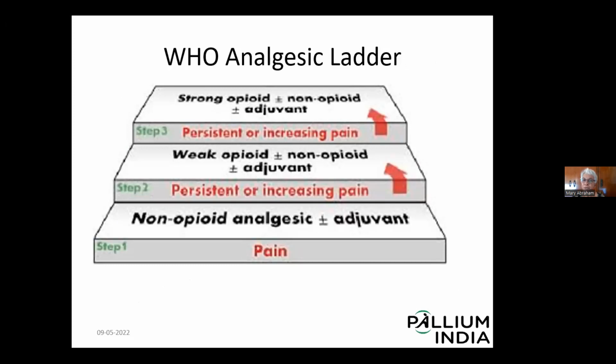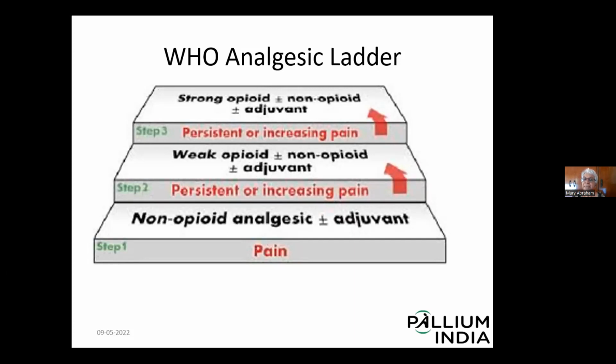Now, if the pain is not getting relieved, or if the pain is moderate in nature and intensity, with a score of say 5 to 7, then you may need to move up the ladder and add a weak opioid to the non-opioid. So you just add another drug, which is a weak opioid, and the drugs that we commonly use are tramadol and tapentadol.